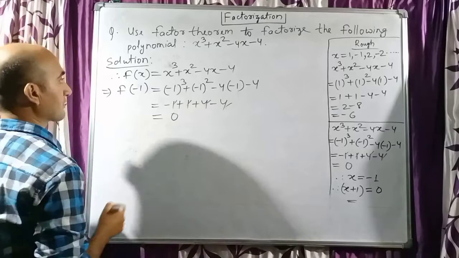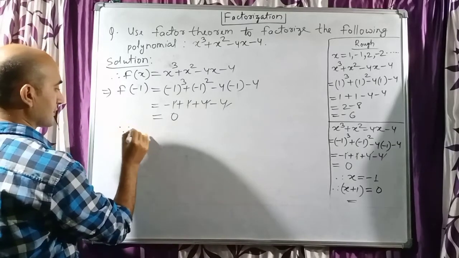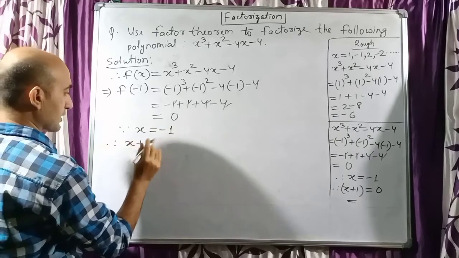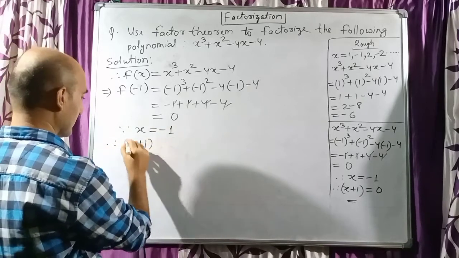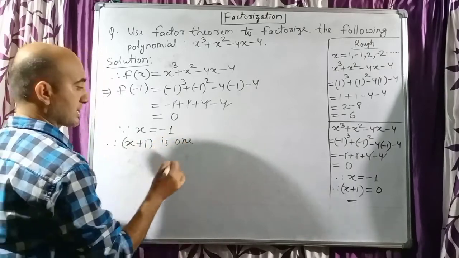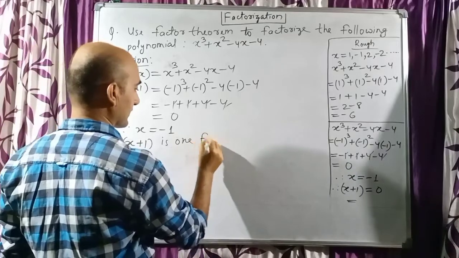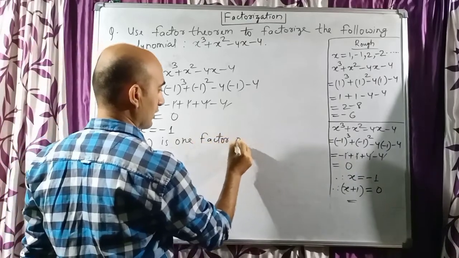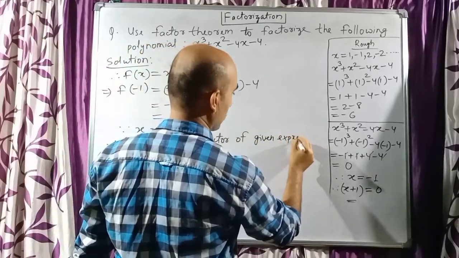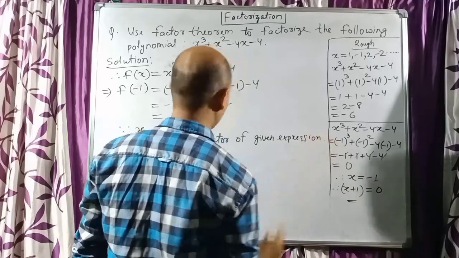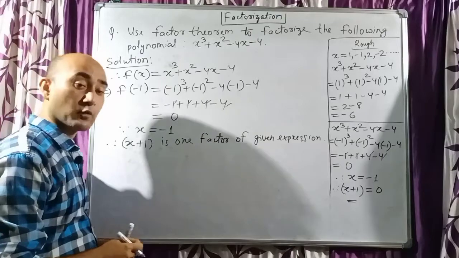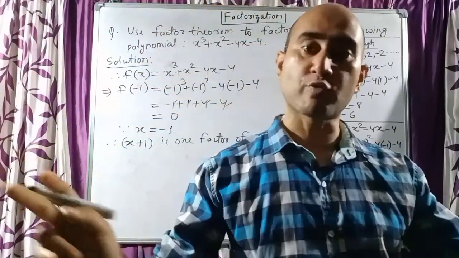And then we can write, since x was equal to minus 1, therefore x plus 1 is one factor of the given expression or polynomial. So when x is minus 1, that means x plus 1 is one factor. And when we come to know one factor, we come to know the other two factors.